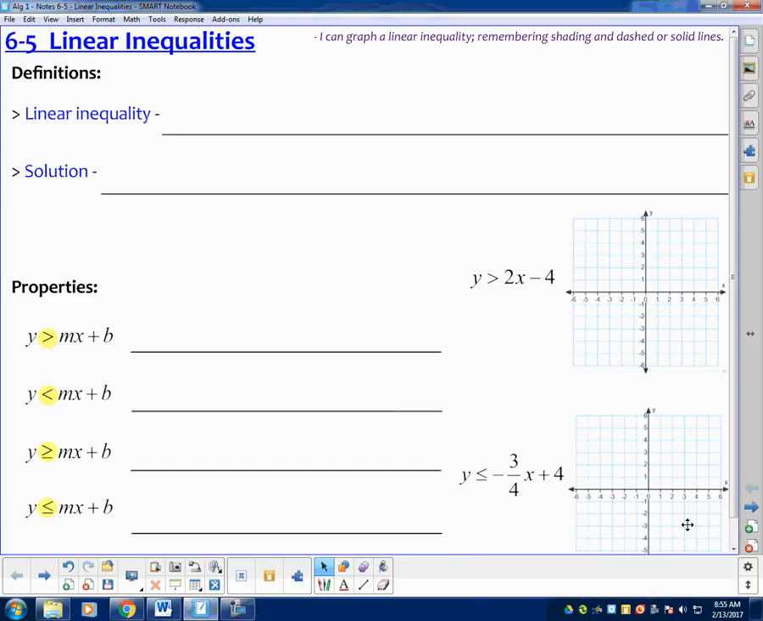Linear inequalities. That means an equation with an inequality sign in it instead of an equal sign.